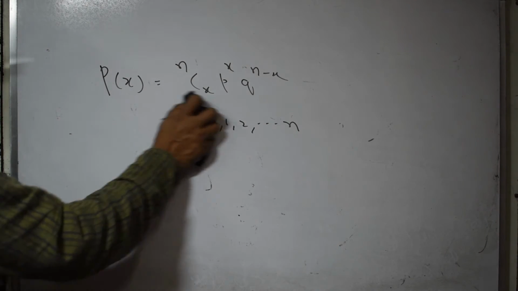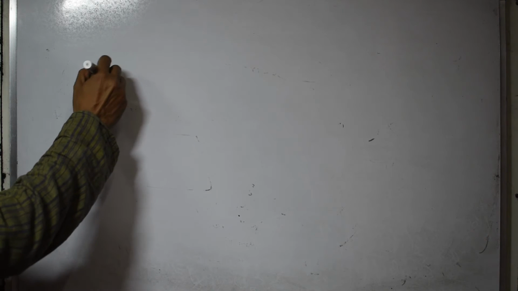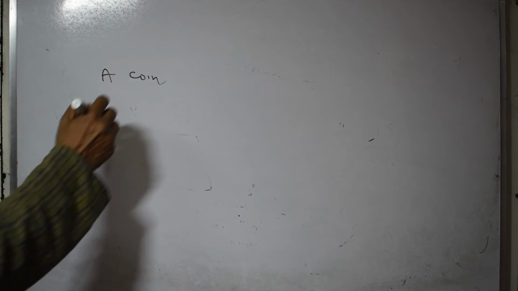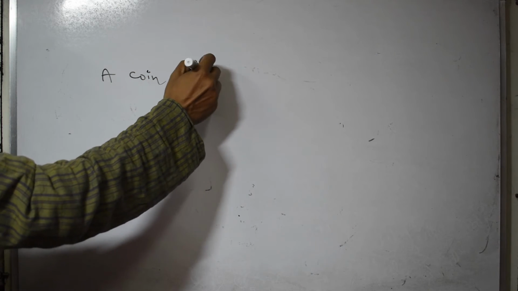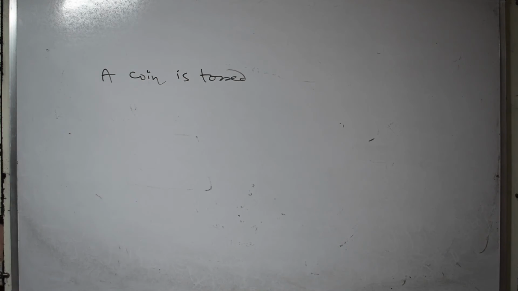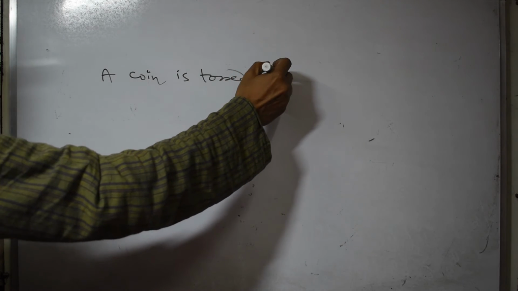Let us take an example, the simplest one. A coin is tossed. Suppose a coin, and coin means a perfect coin, which is called unbiased. The coin is tossed, we mostly call it an unbiased coin, 5 times.